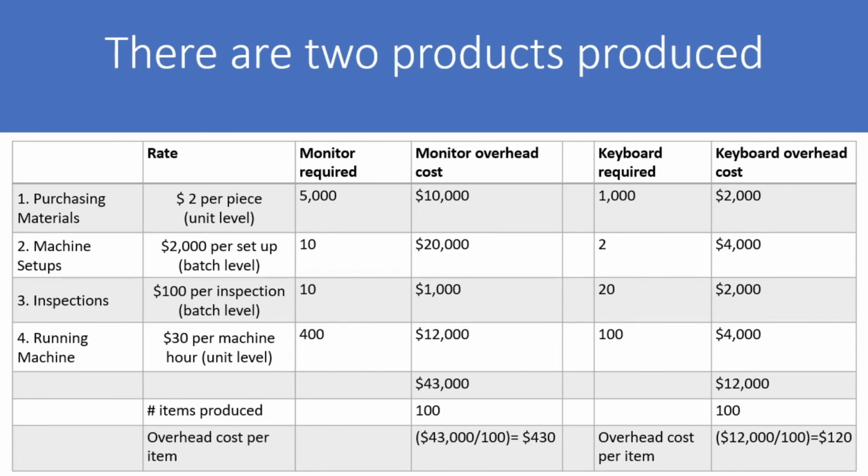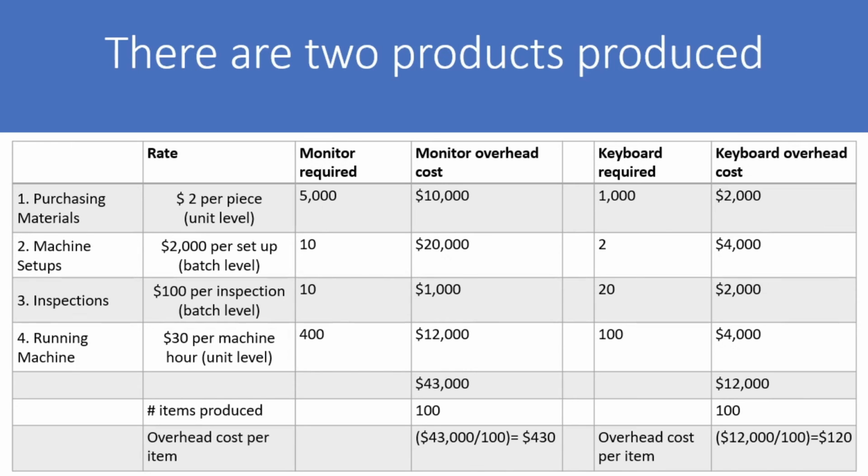So let's say these activities are undertaken, the same activities are undertaken to produce a computer monitor and a keyboard. The consumption of resources are different. Let's take the first one, materials. $2 per piece. My monitor requires 5,000 pieces, $10,000 cost. Keyboard requires 1,000 pieces, $2,000 cost. Second, machine setups. It's a batch level, $2,000 per setup. Monitor requires 10 setup, $20,000. Keyboard requires 2 setup, $4,000.